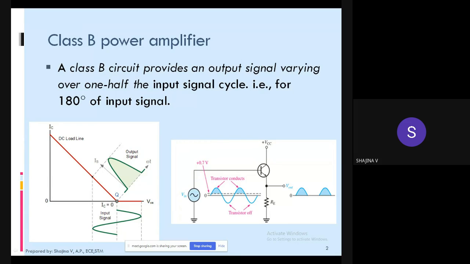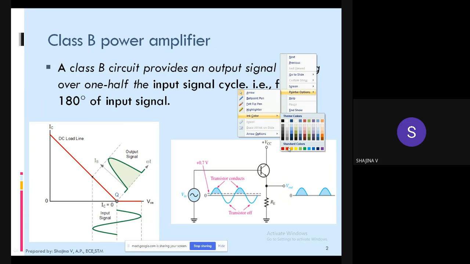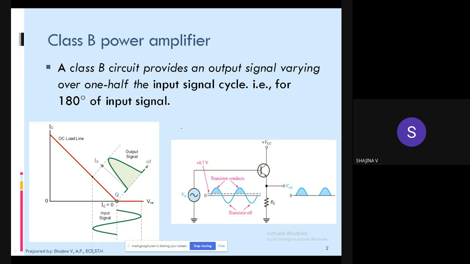The reason is that in class B configuration, we are biasing our transistor in the cutoff region. So our biasing point, or our Q point, is at cutoff. So here this is the Q point, right? Okay. So the Q point is fixed at the cutoff point, so that half of the input cycle will be available at the output for class B power amplifier.